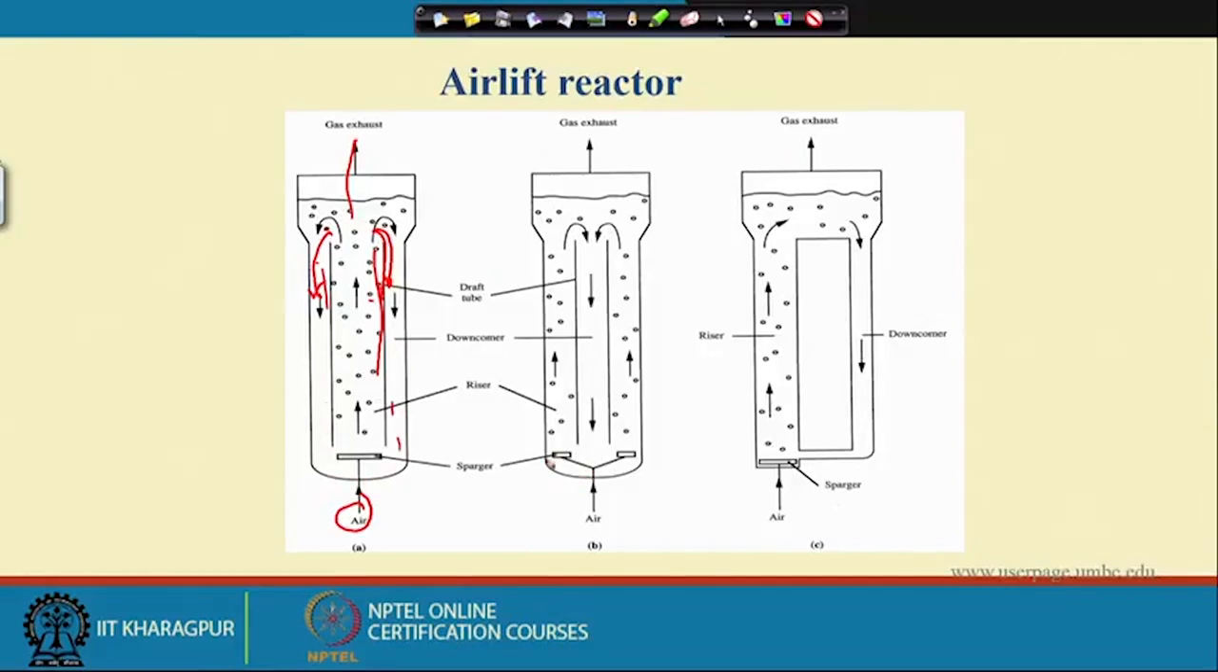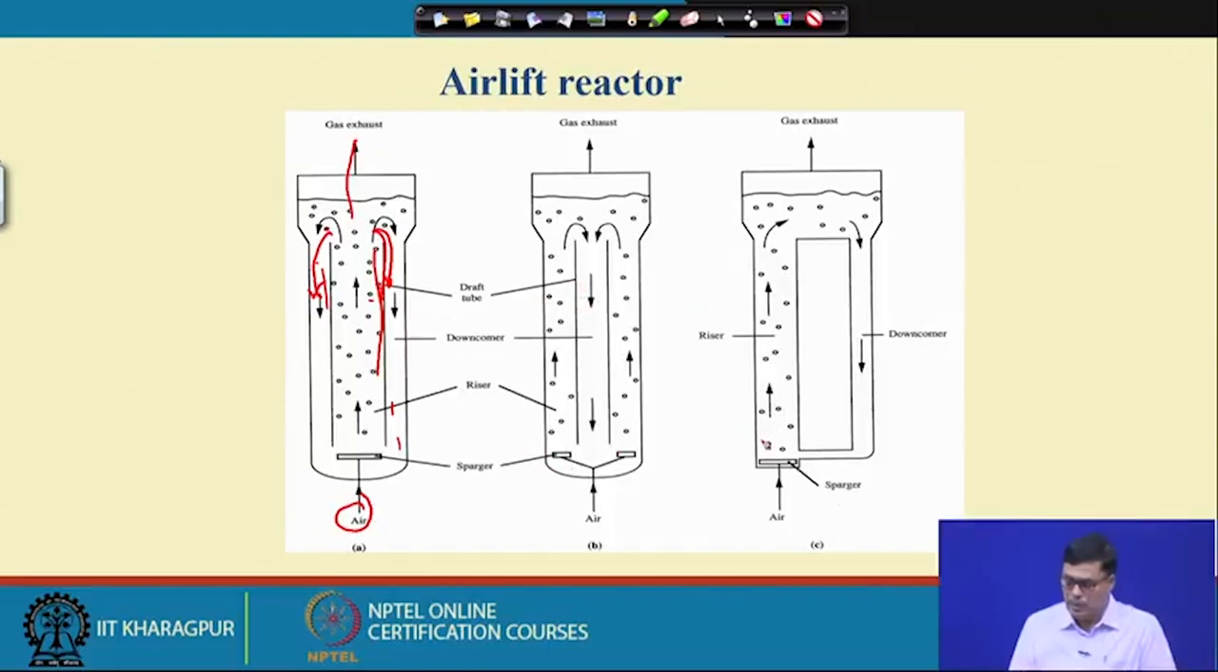Then another way we can do that is in the outer area, where we are sparging, and the air will go out, and some of it will come this way, so that more mass transfer will take place. And this is how we can do it externally, recycling like this. Three different ways the mode can be operated.